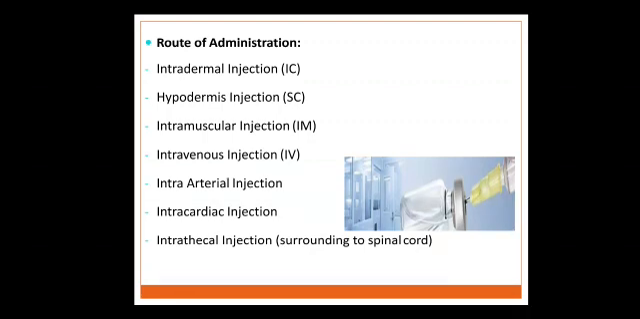The fourth one is the intravenous injection, which is made into the vein and therefore introduced directly into the bloodstream. The median basilic vein near the anterior surface of the elbow is usually selected because it is easily located and connects with the major veins of the arm.